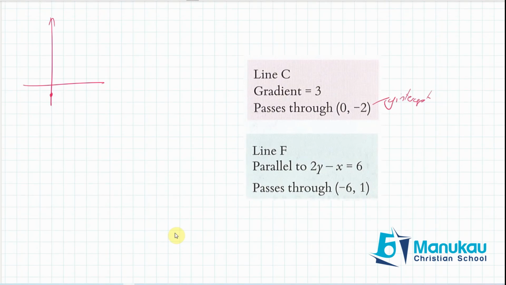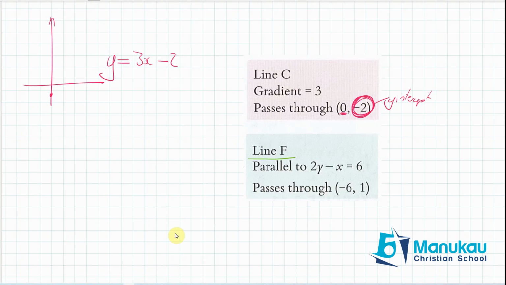Okay? So I could write this line for C as y is equal to 3x minus 2. This is my y-intercept. That's the x value of a y-intercept. X is 0 when we have a y-intercept. Now, let's take a look at this one here. This is a little bit harder.